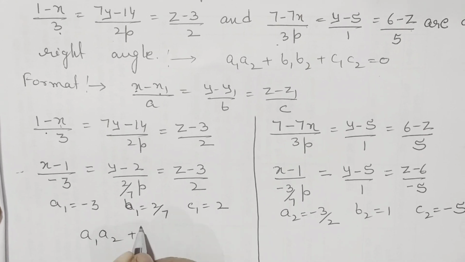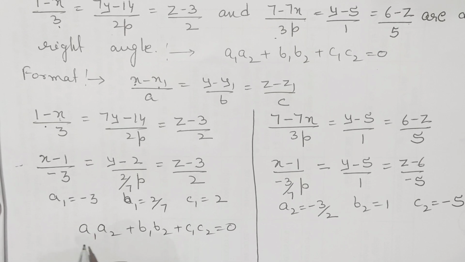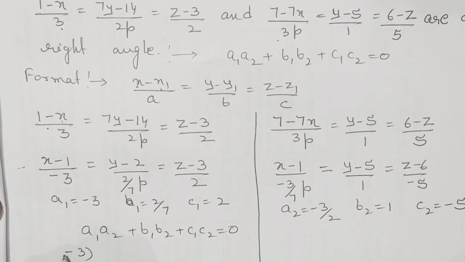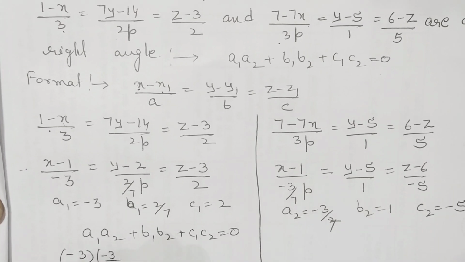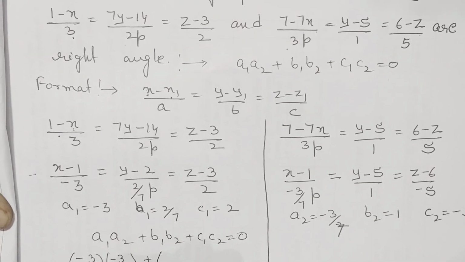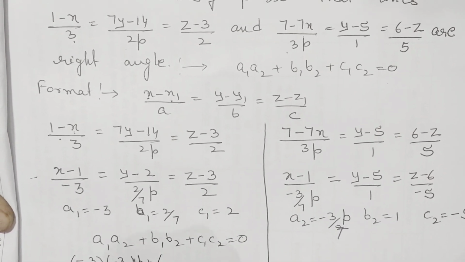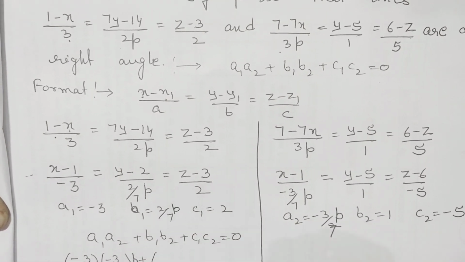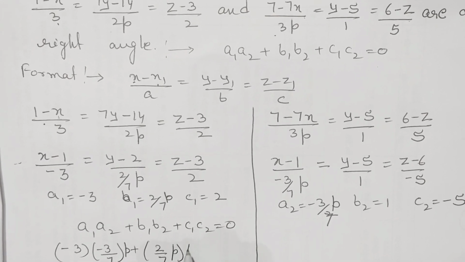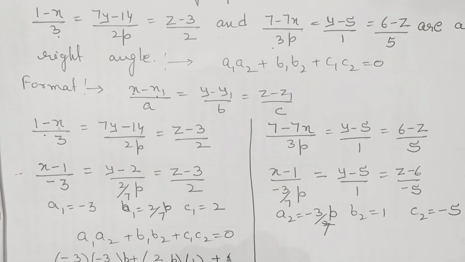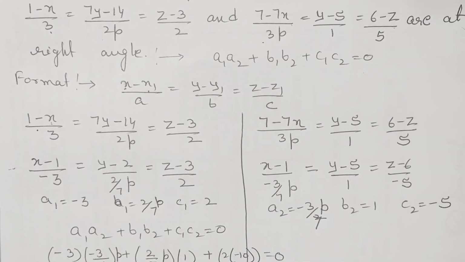Now we solve for that: a1a2 plus b1b2 plus c1c2 is equal to 0. That means minus 3 into minus 3 by 7p, P is also there, so we write P here. Then 2 by 7p into 1, and here 2 into minus 5, which is equal to 0.